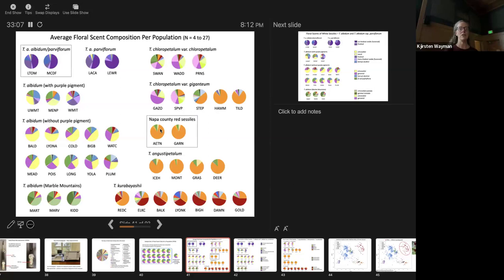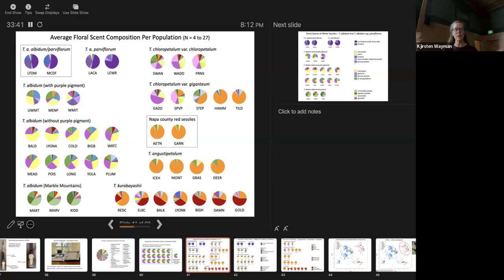And one thing I want to mention are these two that I've boxed. I didn't commit to an identification of these. I mentioned that I thought these might be angustipetalum, but they could have also been chloropetalum. What's your guess? They look a lot like angustipetalum, don't they? Yeah, and then if we look over here at those plants that I thought could either be albidum or the subspecies parviflorum, we see that, yeah, they look a lot like the subspecies parviflorum. So we can see that the floral scent gives us extra insight into the species identity.